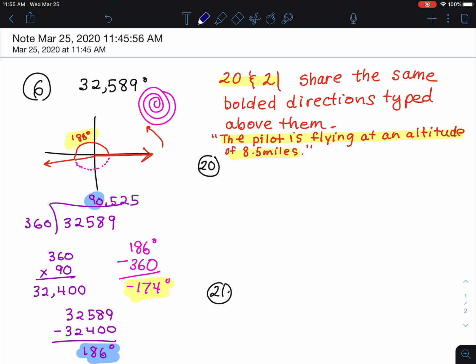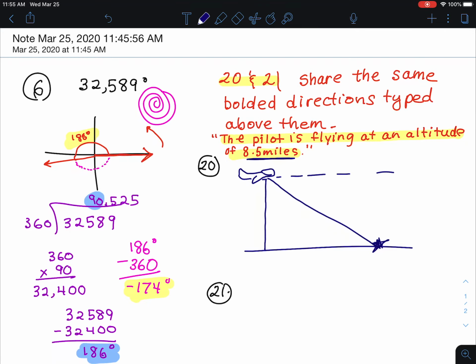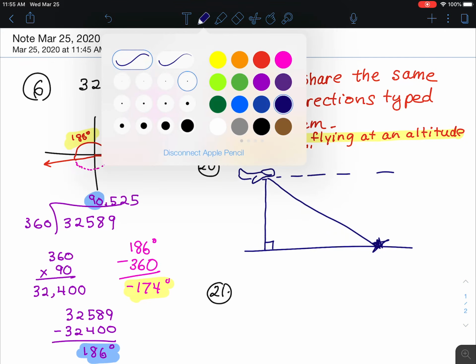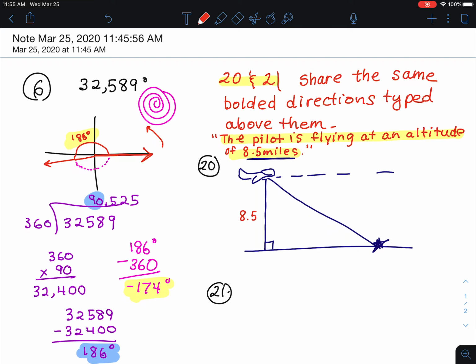It says in 20, if the pilot begins descending 300 horizontal miles from the airport, okay? So again, forgive this horrible artwork here, but here's the airplane. Okay, let's pretend right here where the star is where the airplane is wanting to land to kind of hit the runway there. Okay, so again, back up to the directions. This was all the way bolded above 20 and 21. It says that the airplane pilot is 8.5 miles. That's what his altitude is. So I'm going to label that vertical distance 8.5 miles.